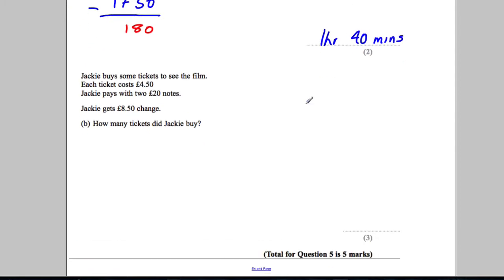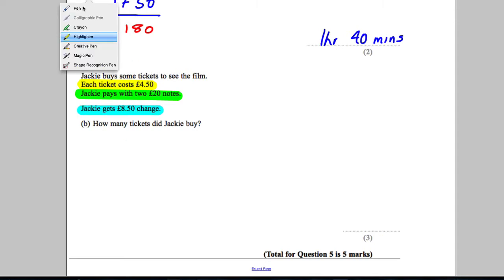Okay, next question. Jackie buys some tickets to see the film. Each ticket costs £3.50. Jackie pays with two £20 notes. Jackie gets £8.50 change. How many tickets did Jackie buy? So, let's think about this.